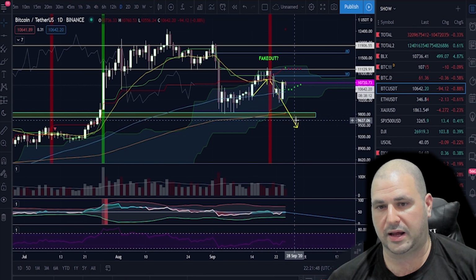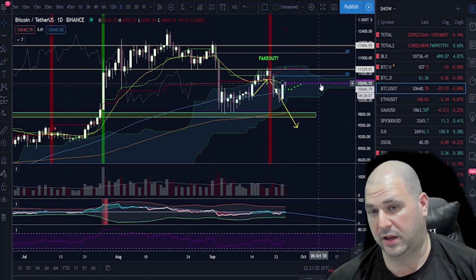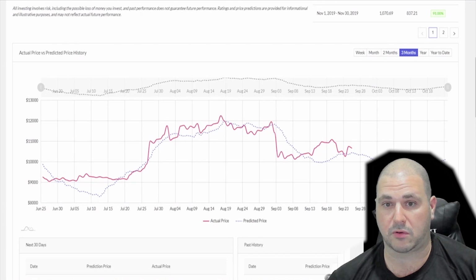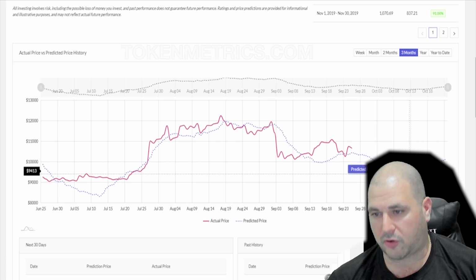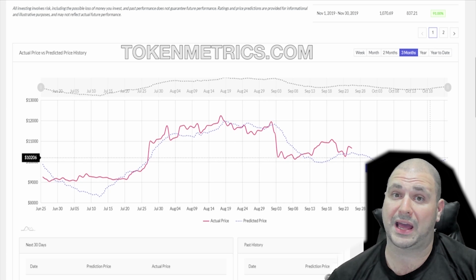So a wick down to this level, this 95 area, and then we come and fill it, and that's what I think will happen. And we'll start to have October move into November, which we had the last bull run as well.